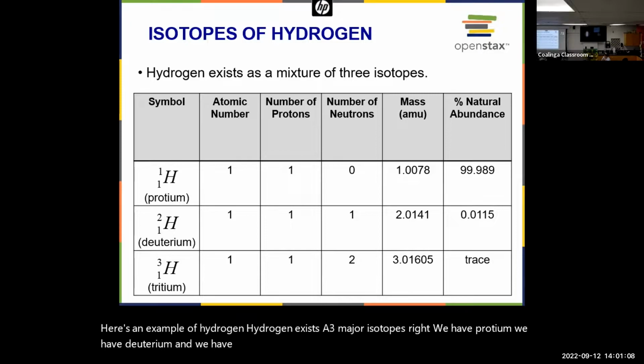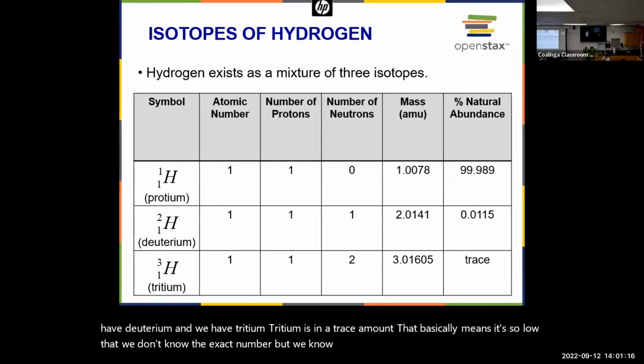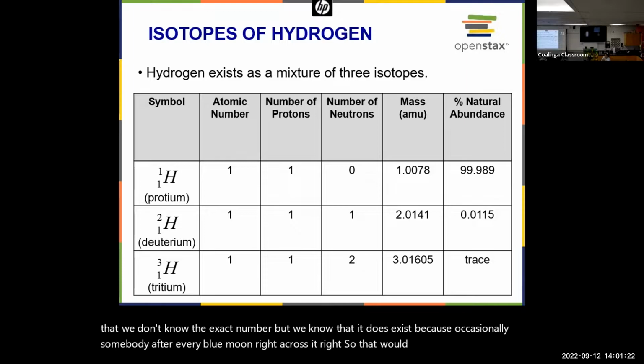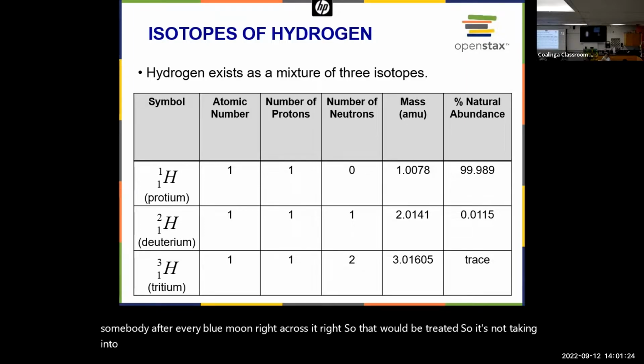Tritium is in a trace amount. That basically means it's so low that we don't know the exact number, but we know that it does exist because occasionally somebody, once in a blue moon, will run across it, right? So that would be tritium. So it's not taken into account in terms of the periodic table.